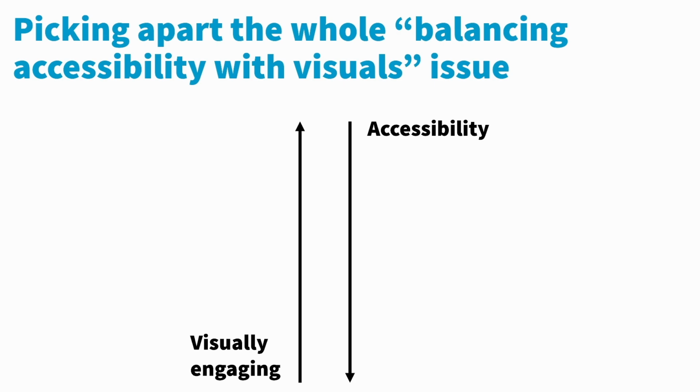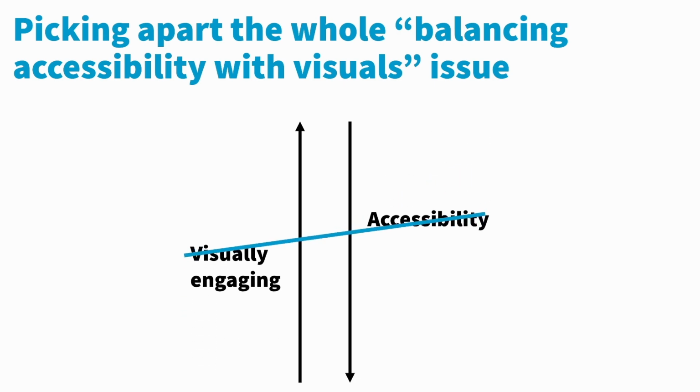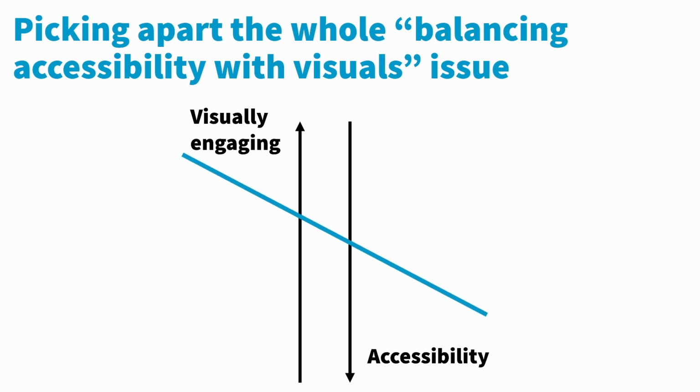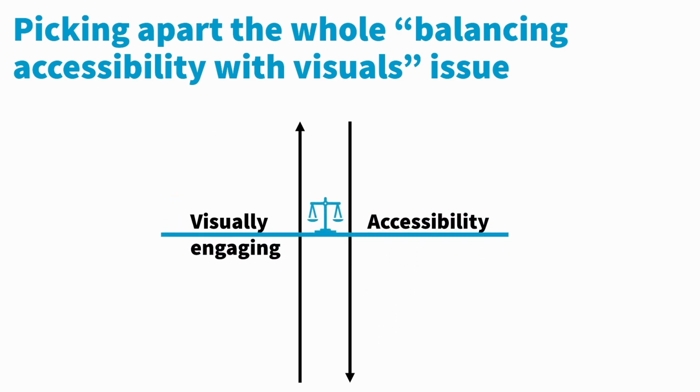They're on opposite ends. And kind of like a seesaw, as one goes up, the other goes down. So the more visually engaging a presentation is, the less accessible it is, and vice versa. And then again, the question that people ask is, how do we balance the two? How do we get them on the same level? How do we get the seesaw to be even?